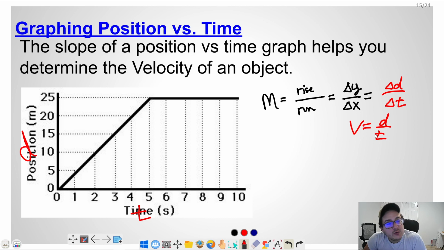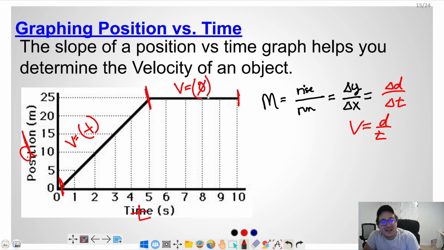So what do we do with this? How can we use this? Looking overall at this graph, we can see that the first 5 seconds is a positive slope, so velocity is going to be positive. And then for the second set of 5 seconds, which is a bit of a tongue twister, we see velocity is going to be equal to 0 because it has a 0 slope.